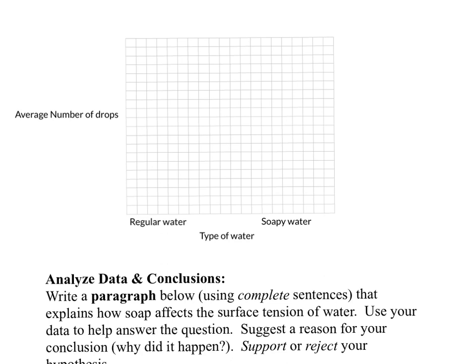Set up your graph so that it has the average number of drops on one side, regular water and soapy water on the bottom, and then you will just simply fill in a bar showing the average number for each type of solution, and then you'll be able to compare them by looking at the data.